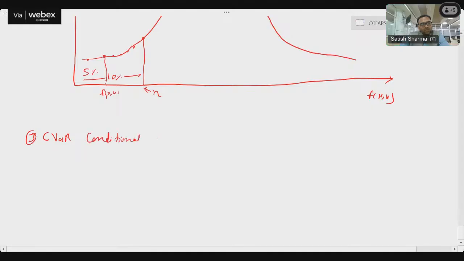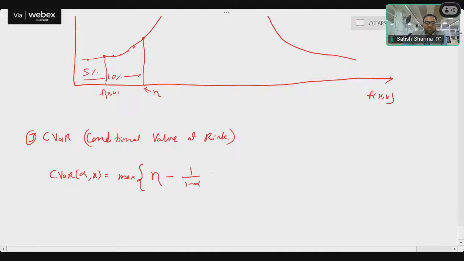Conditional value at risk. This is again very interesting, and how it is defined, that this CVaR is defined again with some probability and over X, and it is defined as a maximum value of this eta. Eta is value at risk minus 1 upon 1 minus alpha.